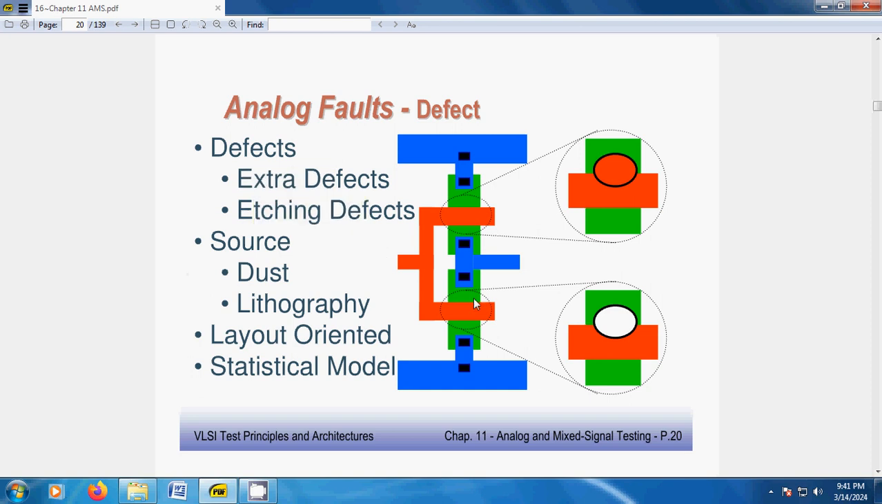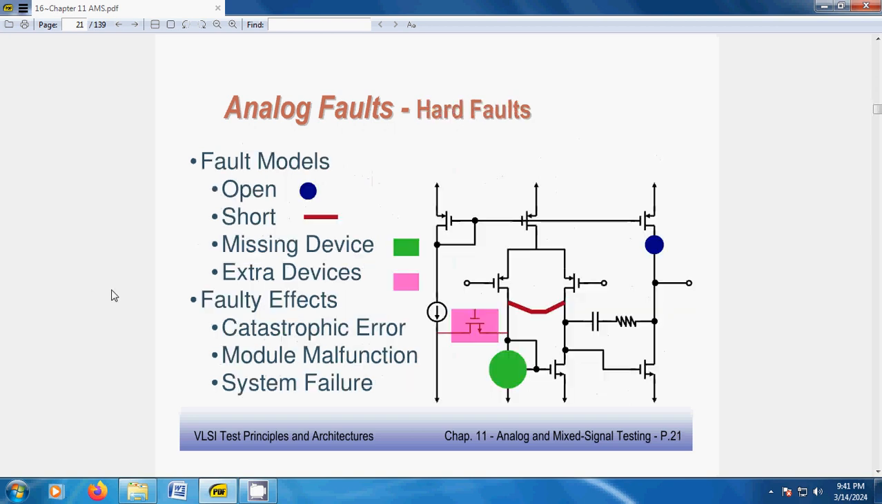Next, going back to the fault models, there are basically four different types of hard fault models. One is open, second is short, missing device and extra device. Let me explain each and every one of them.